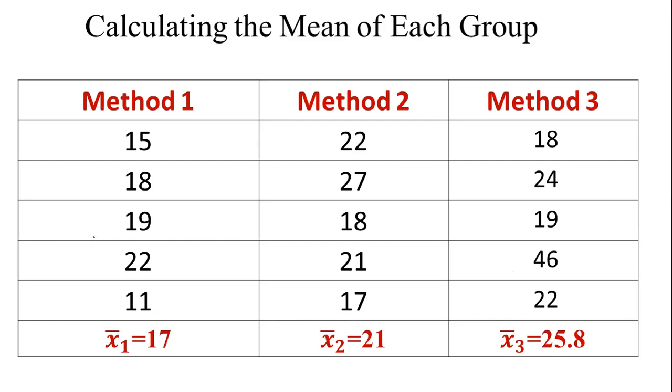In method 2 of teaching, we have 22, 27, 18, 21, and 17. If we calculate the mean, which is represented by x2, the mean of this group is 21. And in method 3 of teaching, we have 18, 24, 19, 46, and 22. So the mean mark in this one, x3, is 25.8.